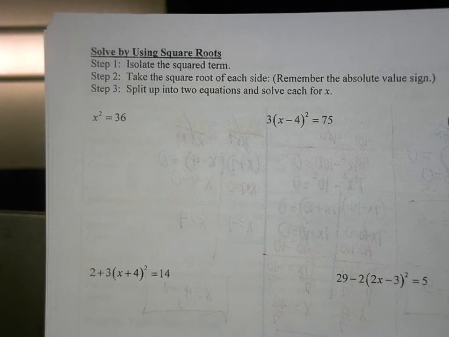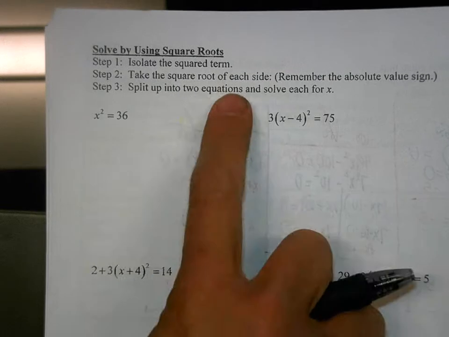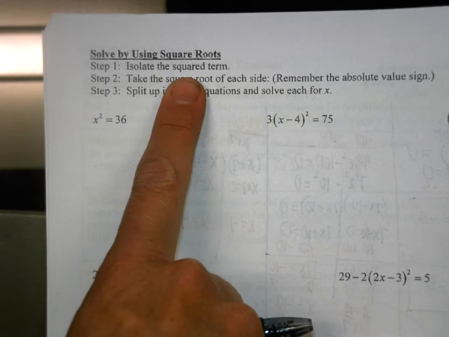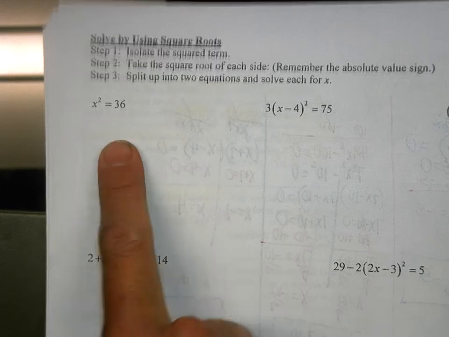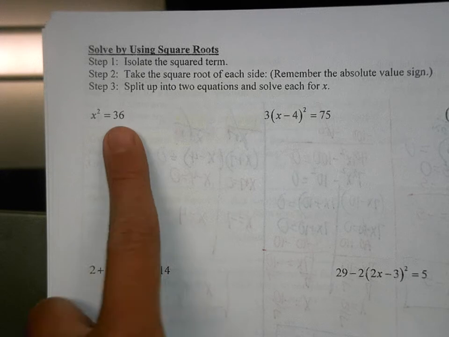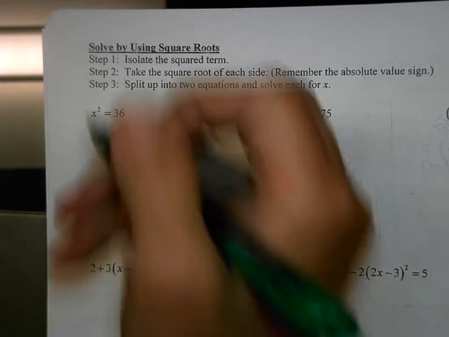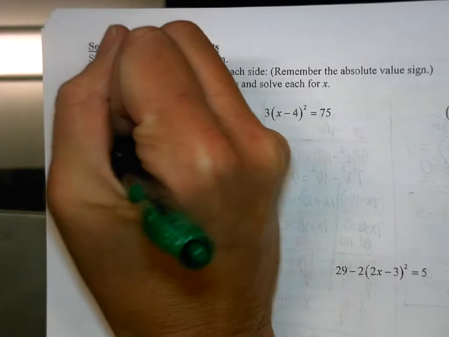Okay, Math 3, Unit 2, Section 4, Part C. We're going to talk about using square roots to solve. So, looking at this problem, if we go based on what we learned yesterday, what would I do to this in order to solve? We would want it to be set equal to zero. And I would do that by doing what? Subtract 36 to both sides.